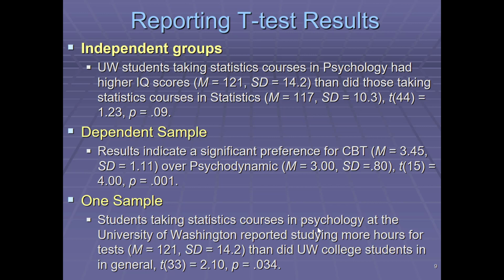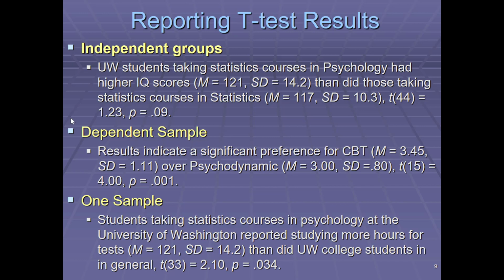So the mean score for psychology students was 121. Standard deviation was 14.2. The mean score for statistics was 117, standard deviation 10.3, and then we report our actual t, which is t44 equals 1.23 and our p-value of 0.09. So these are the things that you would need for your actual t-test results.